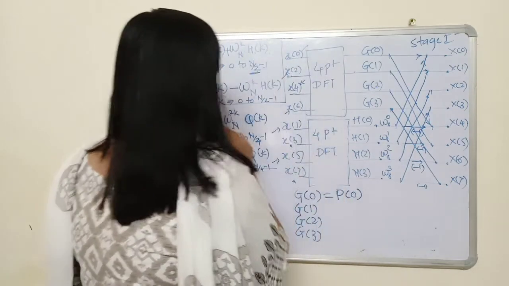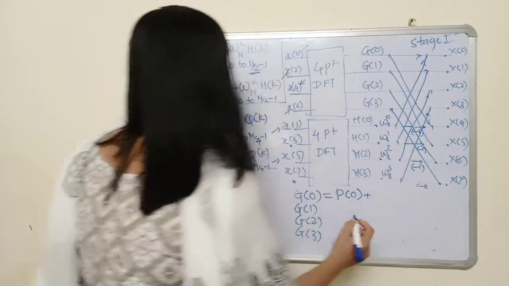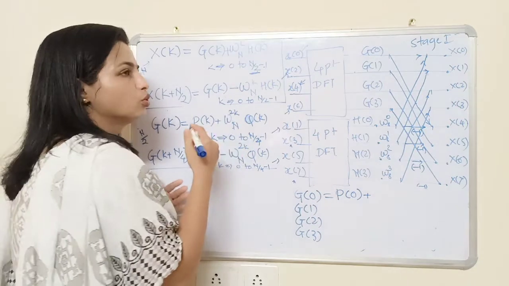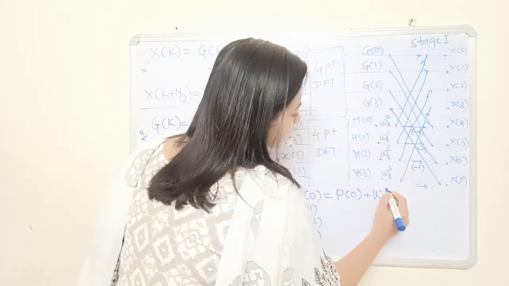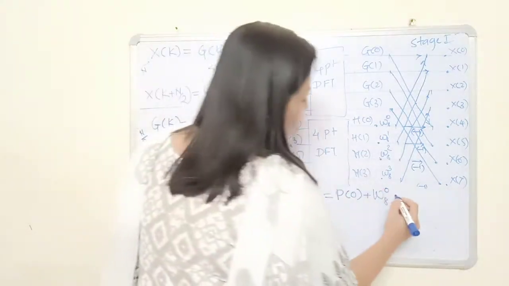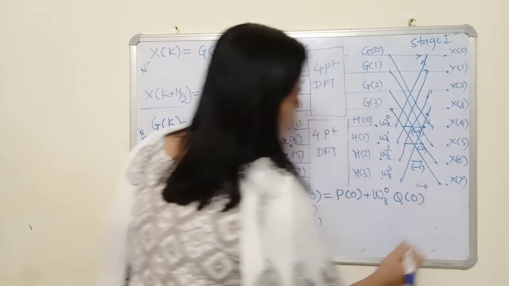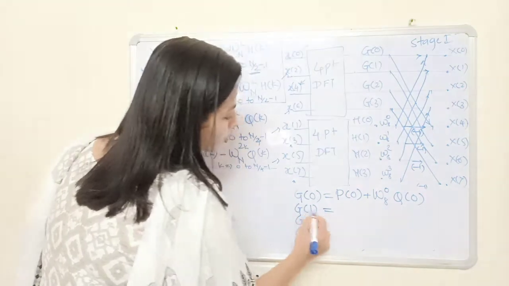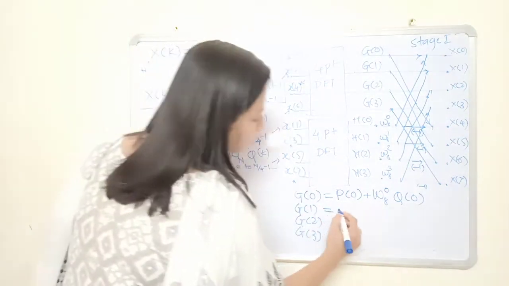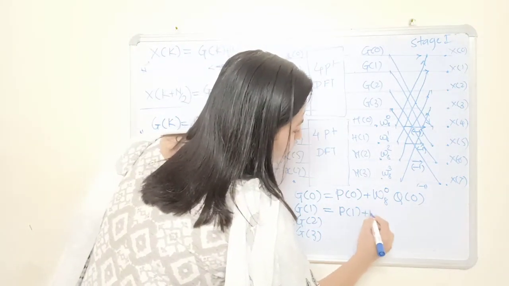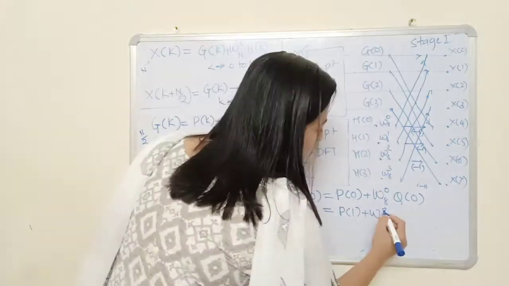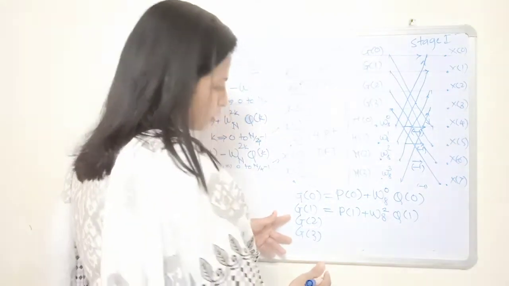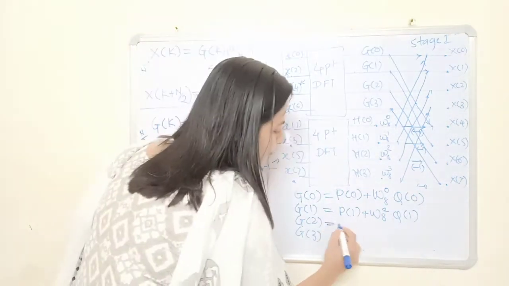P of 0 plus here the factor omega n raised to 2k. So omega 8, 0 versus 0, Q of 0. For this value, k is equal to 1: P of 1 plus omega 8 now raised to 1. So it will become 2, Q of 1. For the rest of the 2, we'll reverse the sign.